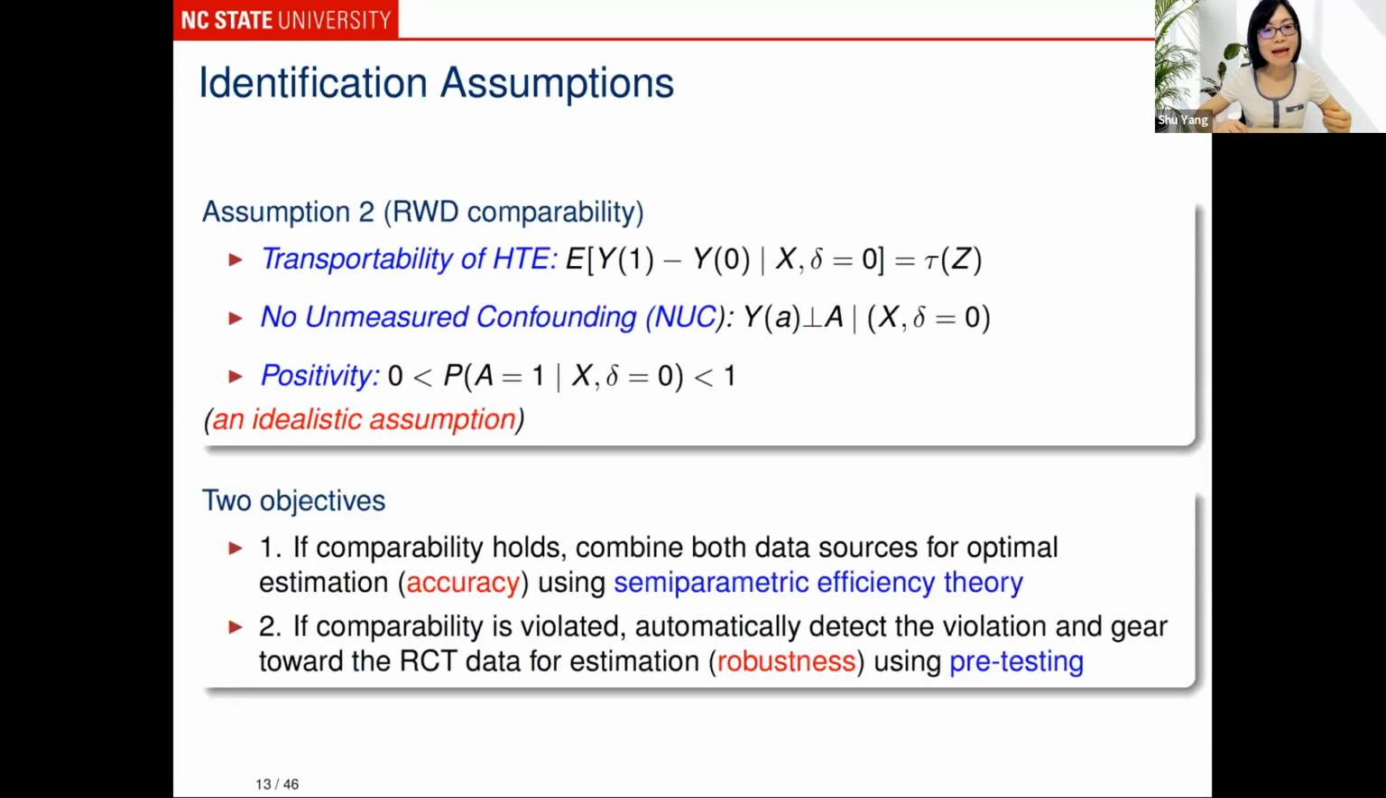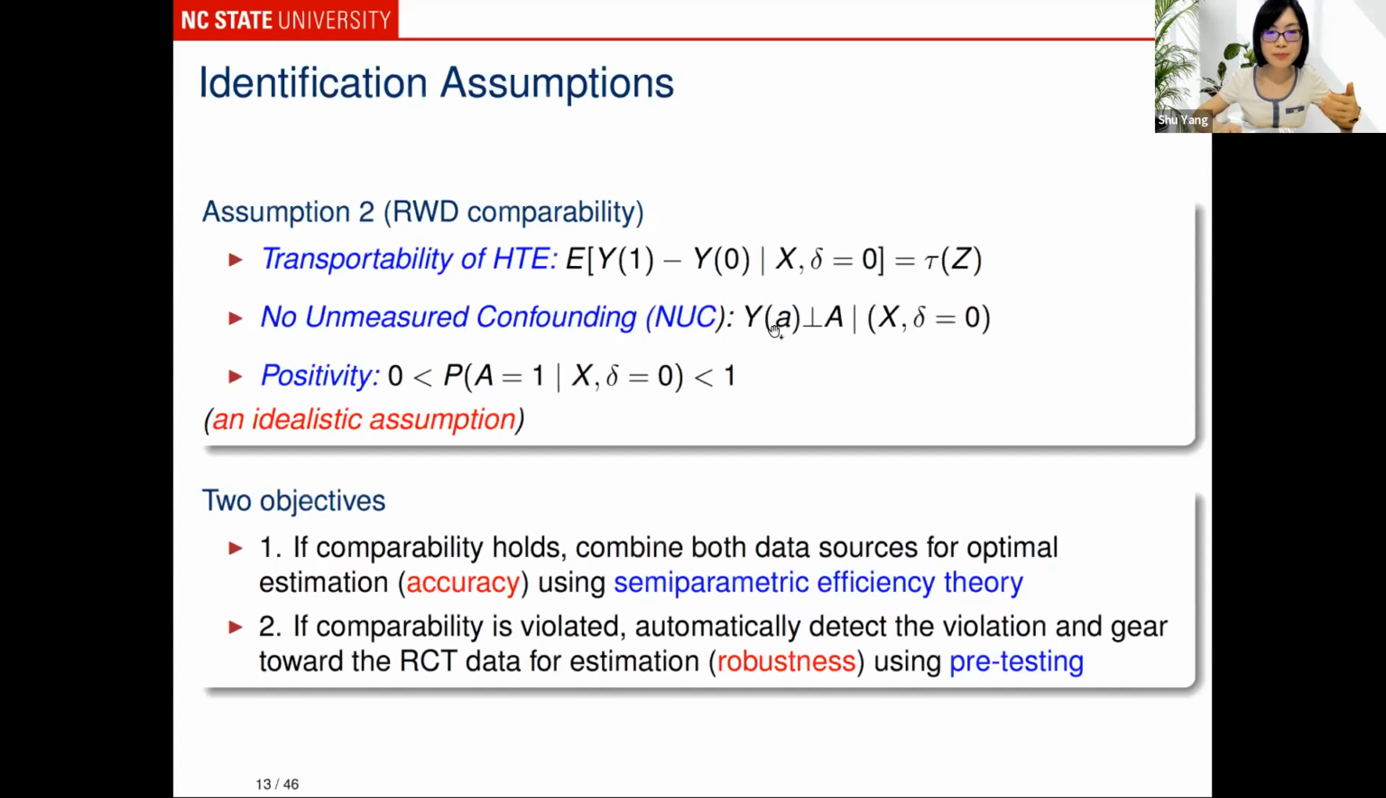Here is a parallel assumption for RWD. Although it appears very similar to the previous one, we think the implications are very different. So we call this the RWD compatibility assumption, in the sense that if the RWD satisfies this assumption, then we can use the RWD to infer the HTE with great accuracy. And then we can combine RWD and RCT to estimate the HTE. In this sense, RWD is compatible with the RCT in HTE estimation. But as I said, although it appears very similar to the previous one, the implications are very different.